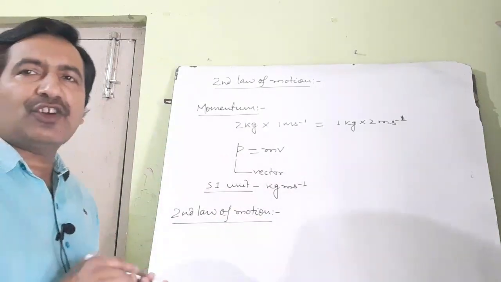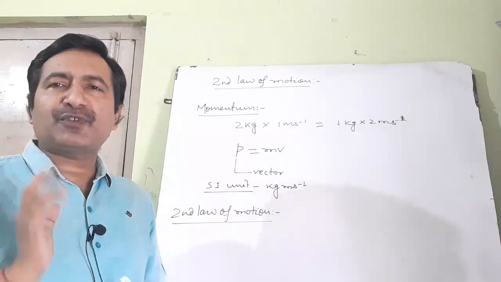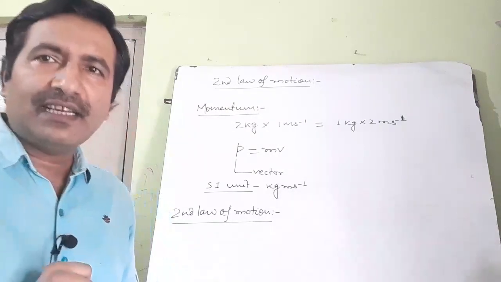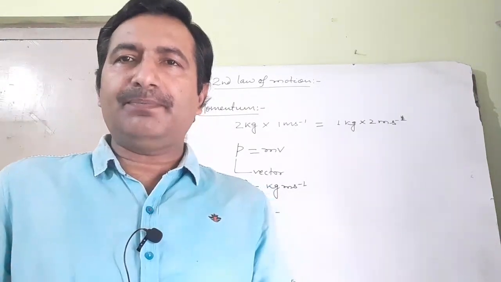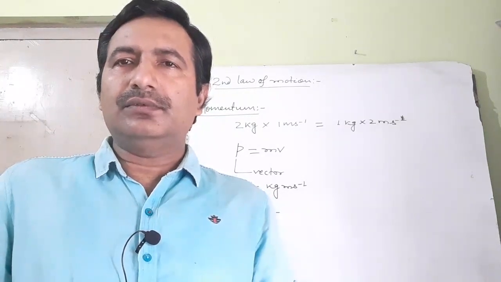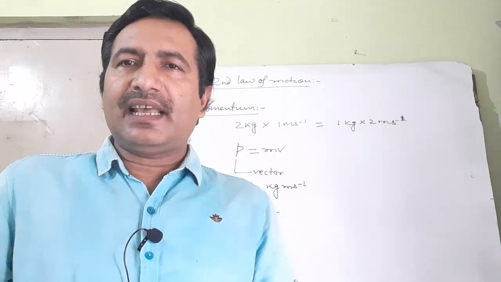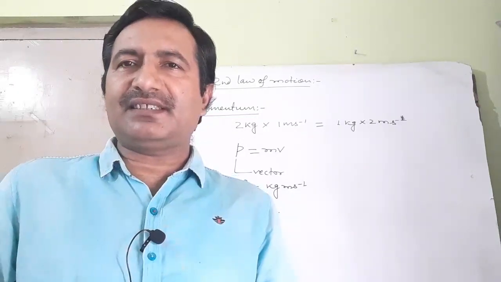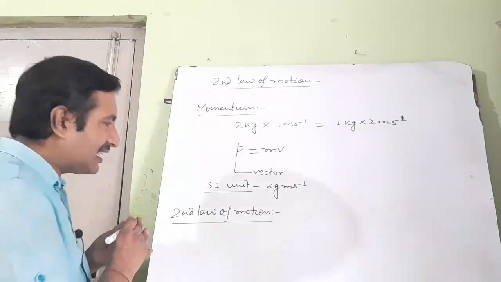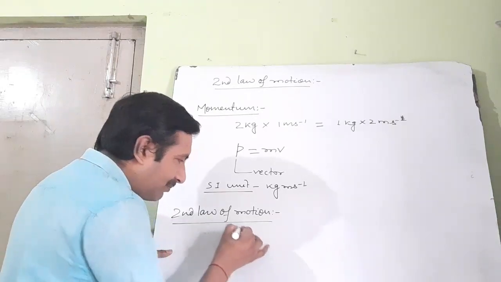the rate of change of momentum of a body is directly proportional to the applied external force. You should write it. The rate of change of momentum of a body is directly proportional to the applied external force, and change in momentum takes place in the direction of the force. Is it clear? You can write it mathematically, rate of change of momentum. Suppose delta P is the change in momentum.